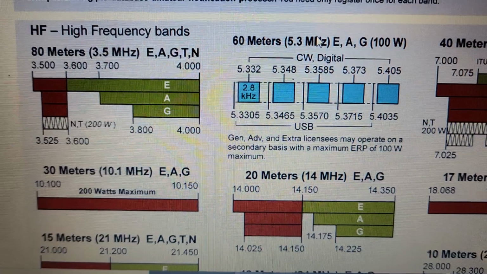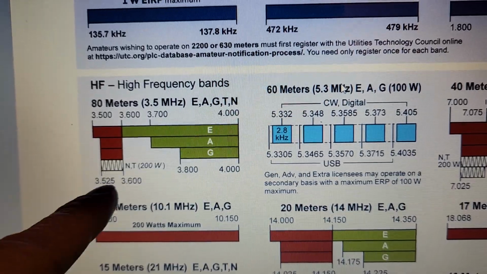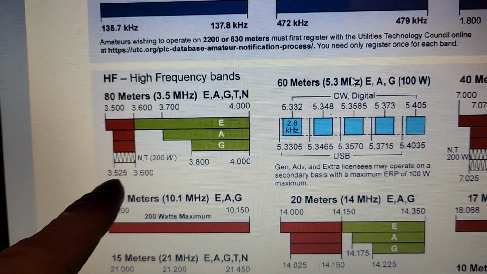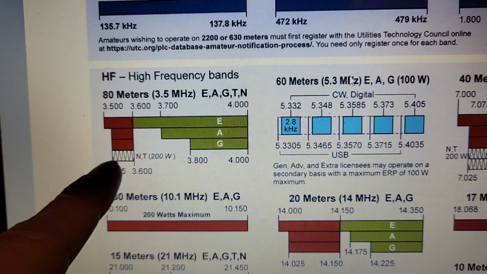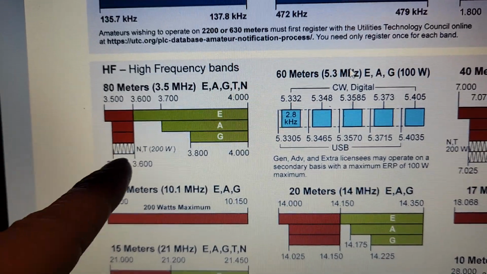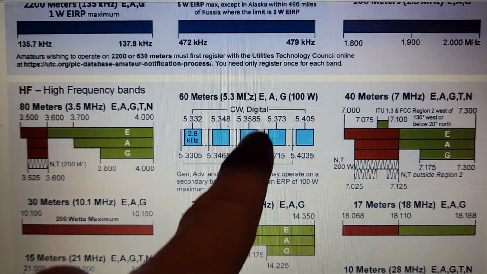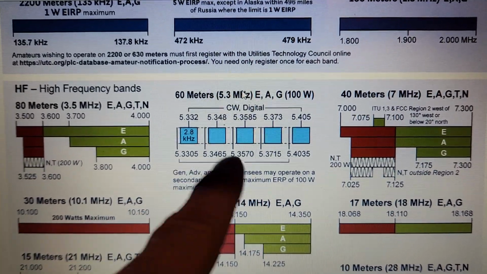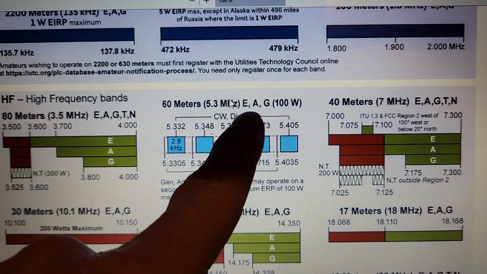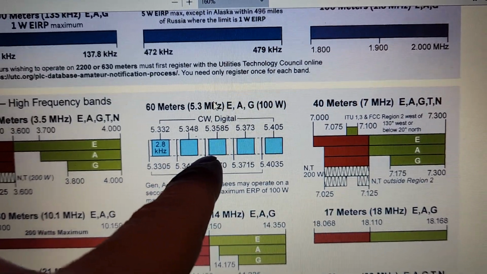So we continue on. 80 meters. They did finally give the techs a little bit of space. Down here, you see novice and tech at the very bottom at 3.525 to 3.6, CW Morse code only. So you can get on 80 meters, but only Morse code. This is the 60 meter band, which actually has 5 channels. It's the only band like this that has channelized operation. And again, notice extra, advanced, general, so no techs.